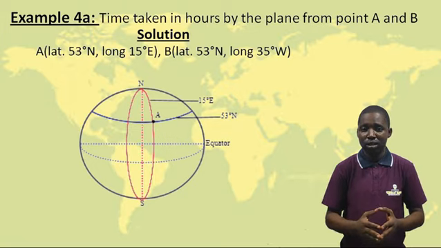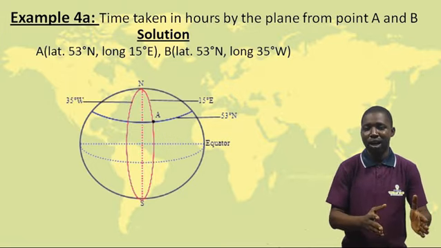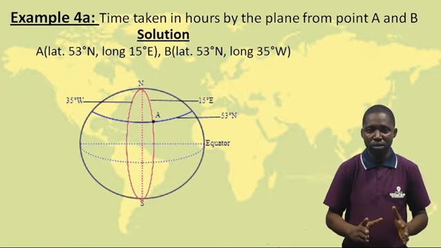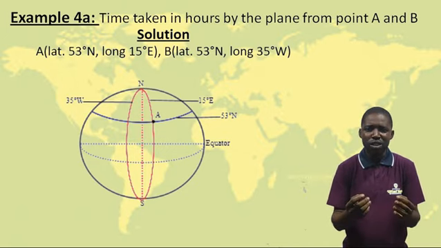That is on the west of the Greenwich meridian, on the left side of the Greenwich meridian. So I have 35 degrees west already. Good. Now let us get the distance between these 2 points.